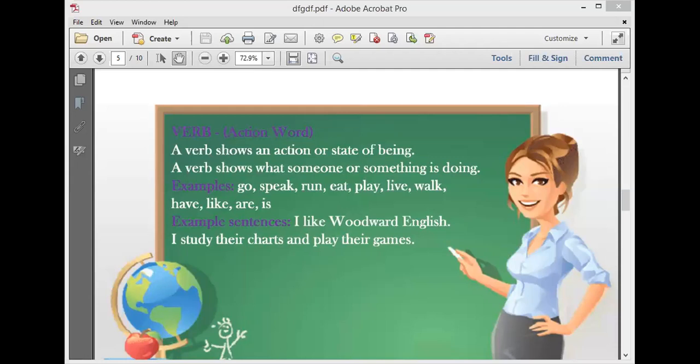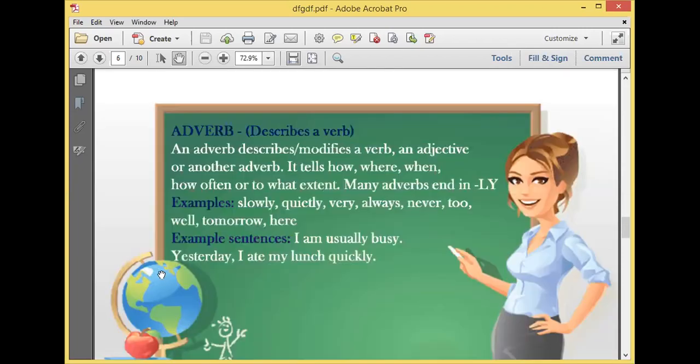So what is the definition of a verb? A verb shows an action or a state of being, and a verb shows what someone or something is doing. And these are examples of verbs. If we look at these two sentences, we can see examples of such verbs. Like in the first one, I like Woodward English. Where's the verb? I like. I study their charts and play their games. Study and play are the verbs, right? Let's move to another one, which is the adverb.